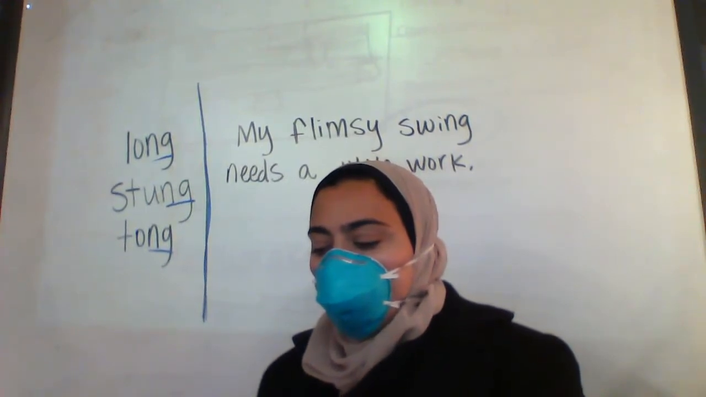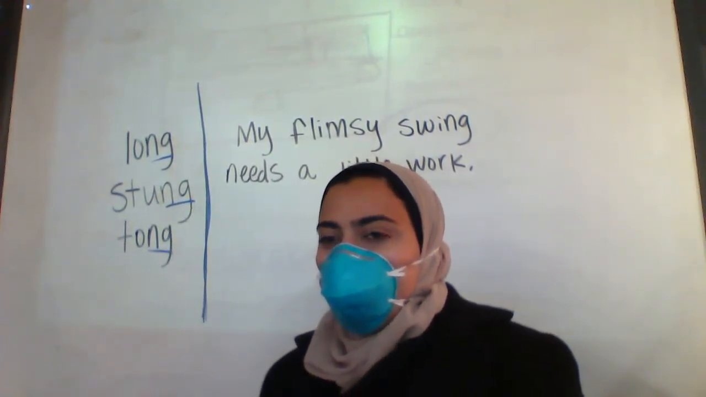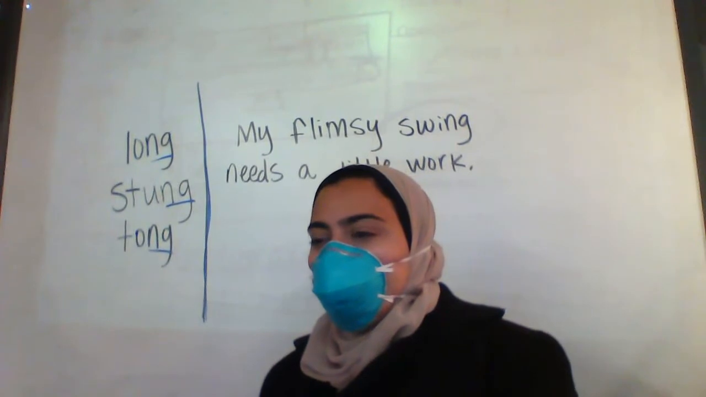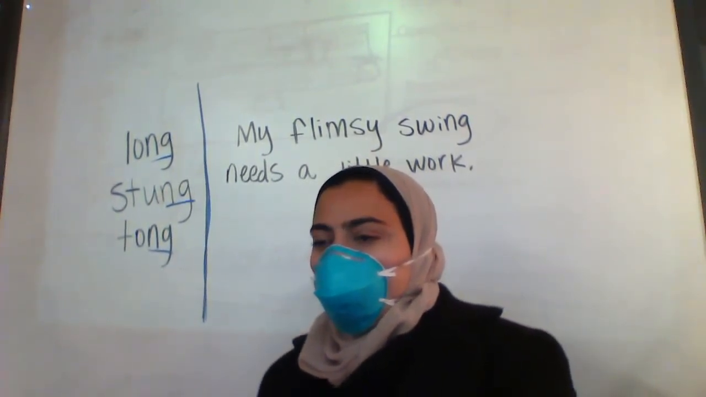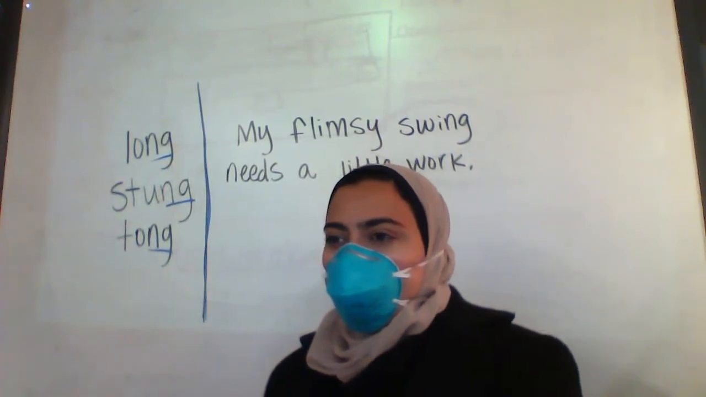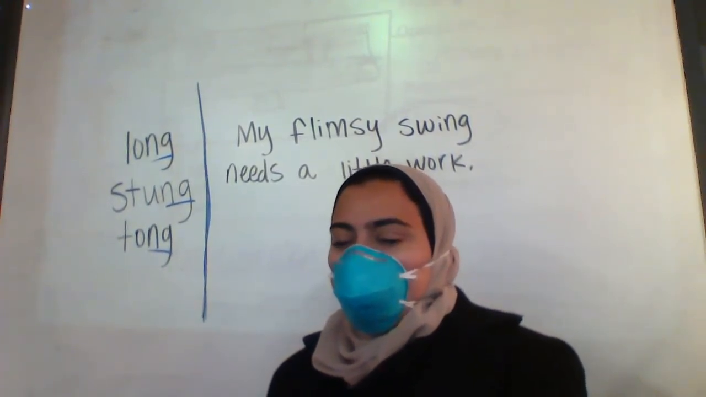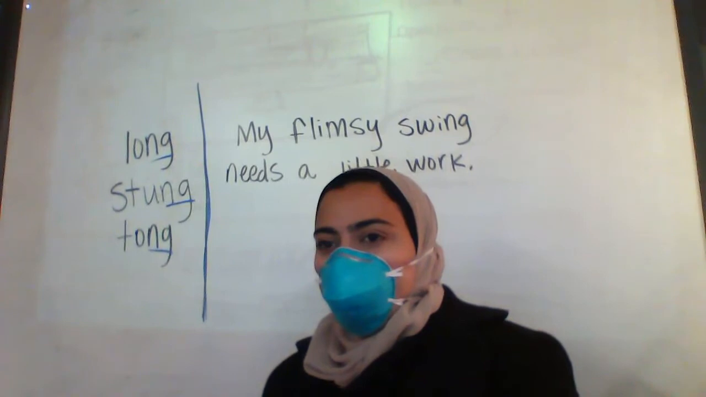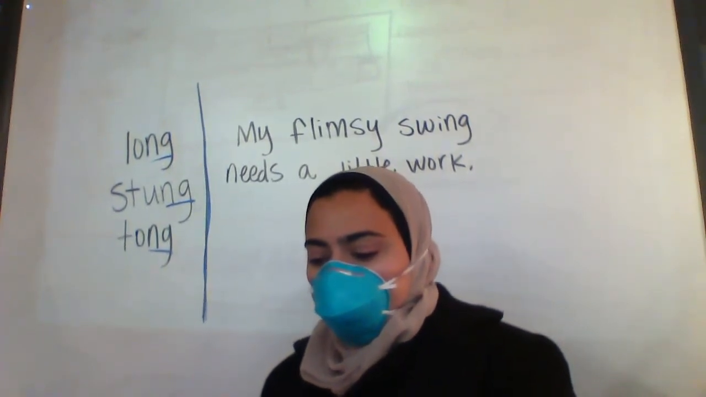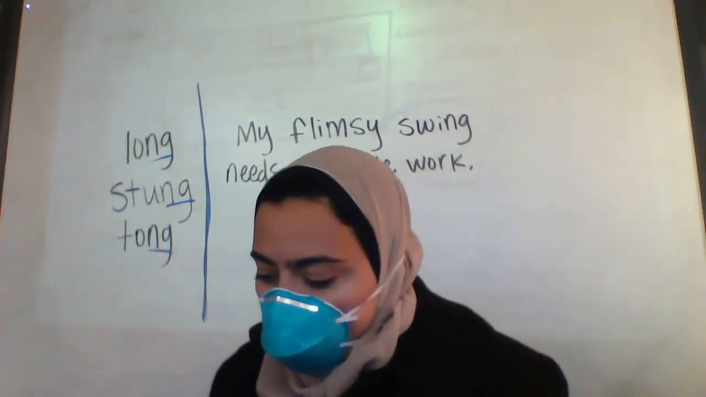So if you have the word running, R-U-N-N-I-N-G, you do not box ing and then underline ng. No. If it's together, ing, that's a suffix. If there is not an I, it's just ng, that's a digraph. You underline it. Do you understand? Okay.